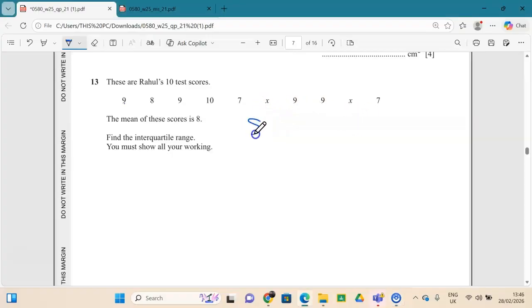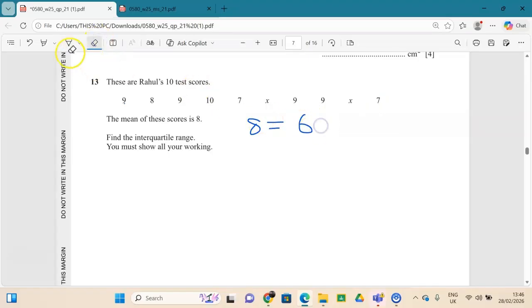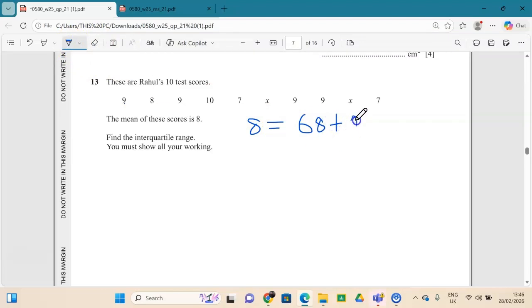So our mean is 8. Remember, for you to get the mean, you divide the sum of these whole scores by how many there are. And how many are there? 1, 2, 3, 4, 5, 6, 7, 8, 9, 10. So we're going to write our 68 plus, how many x do we have? We have 2x, over the total number of scores, 10 altogether.